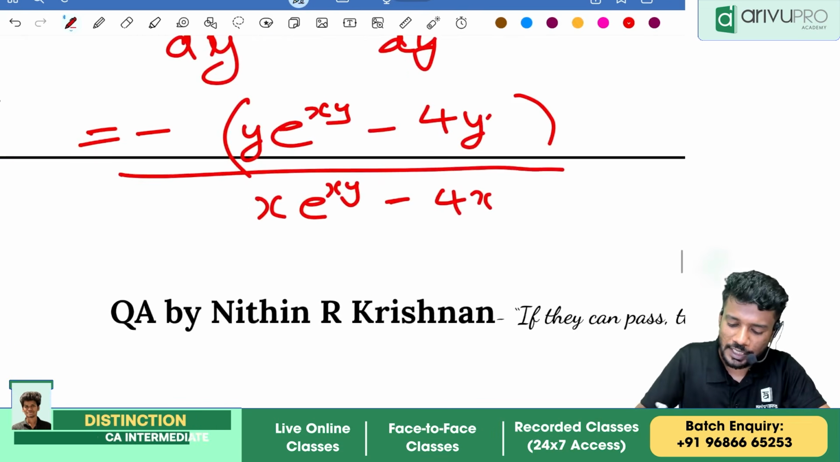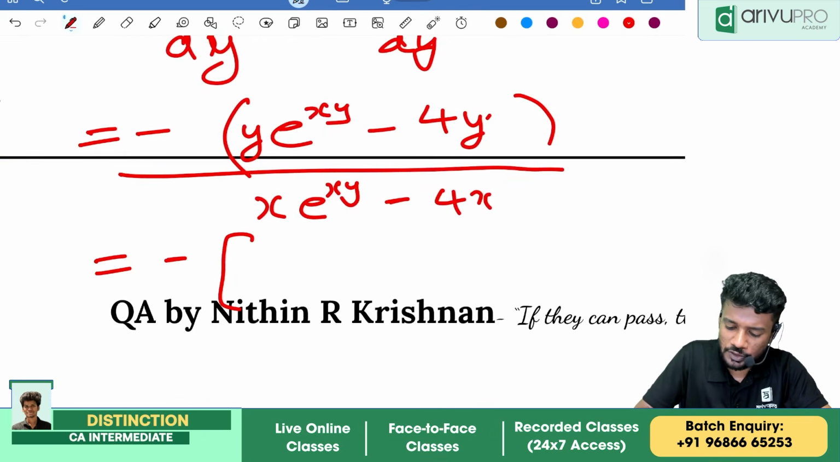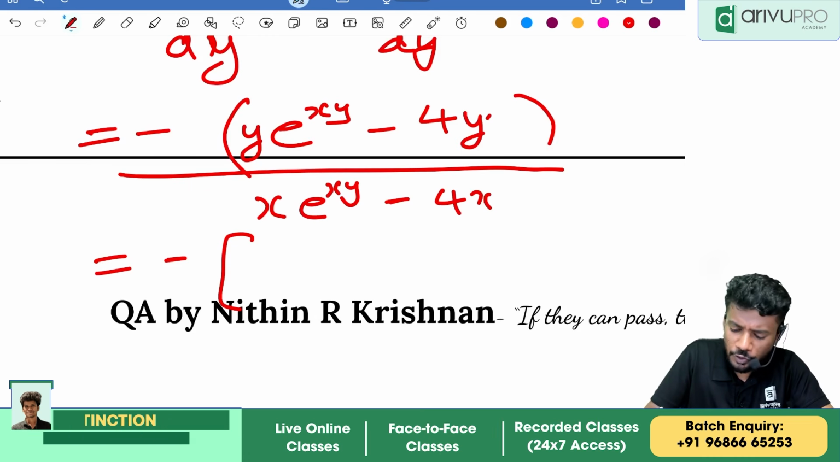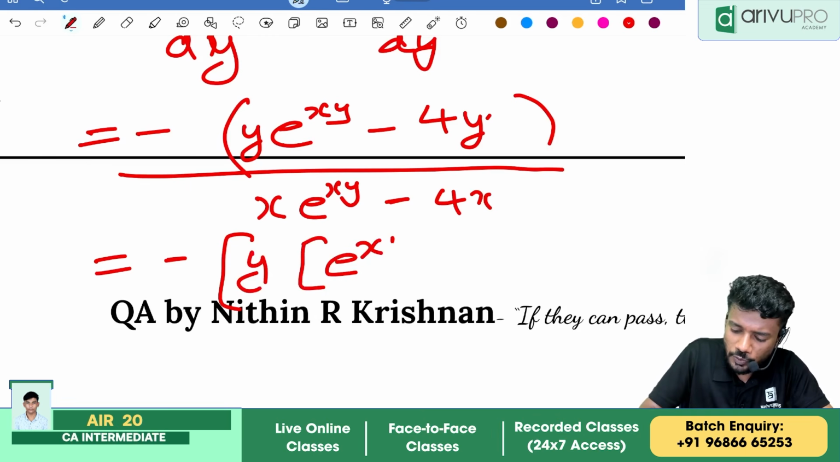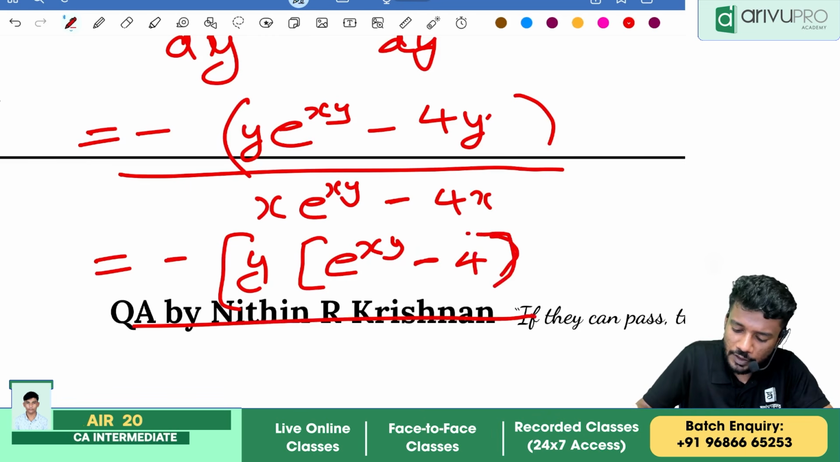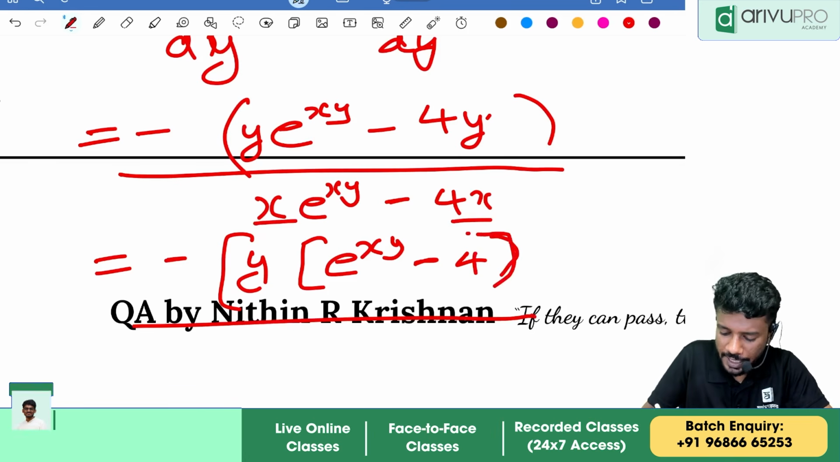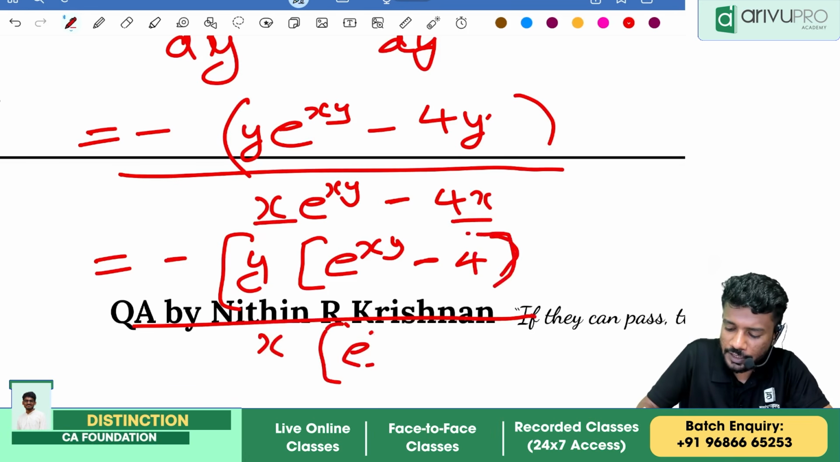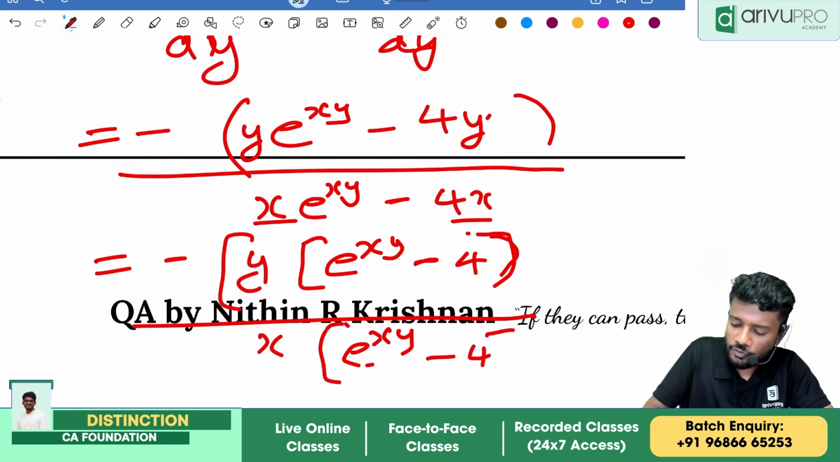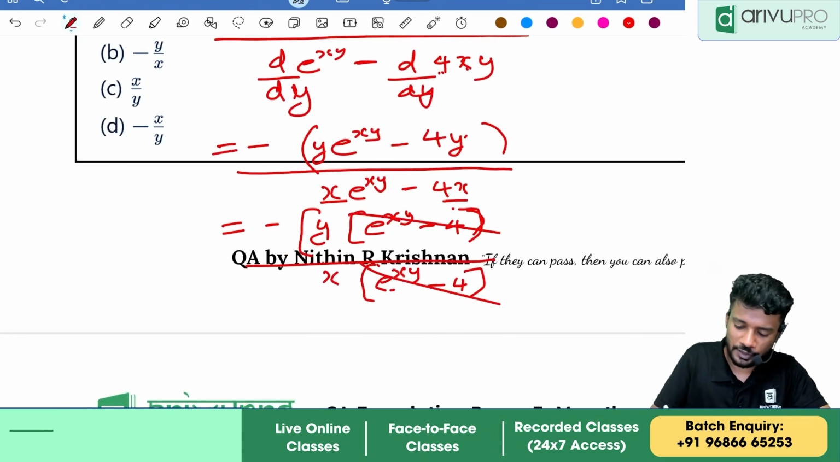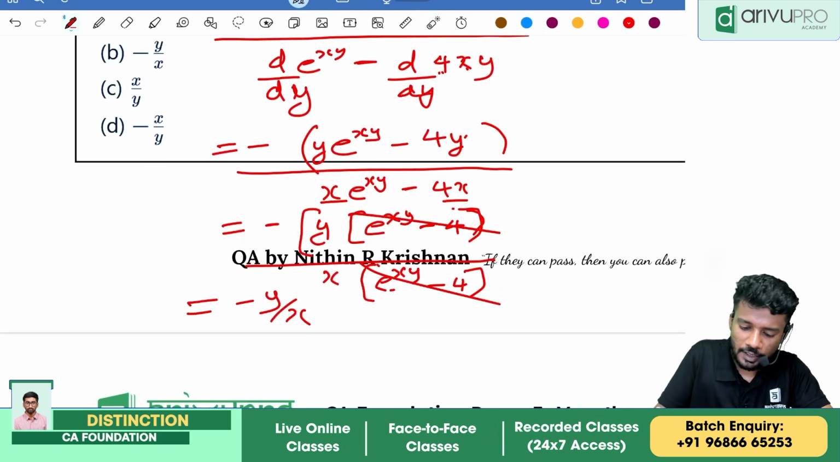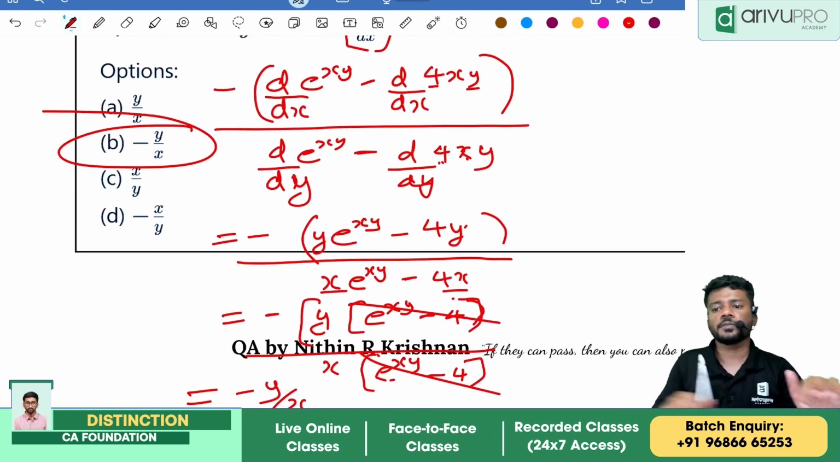Now we need to again change it. Minus of, what is common in both the things now? In numerator, what is common? Y is common, into e raised to xy minus 4, divided by, what is common in both of these? X is common. What is remaining? E raised to xy minus 4. What all things will get cancelled off? E raised to xy minus 4, e raised to xy minus 4. What is remaining? Minus y by x. What is the answer? Option B.